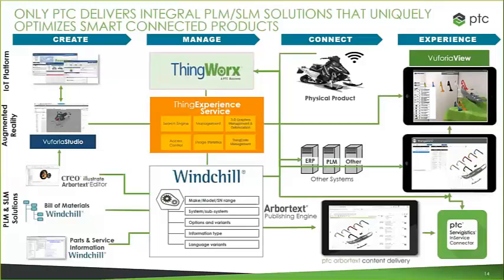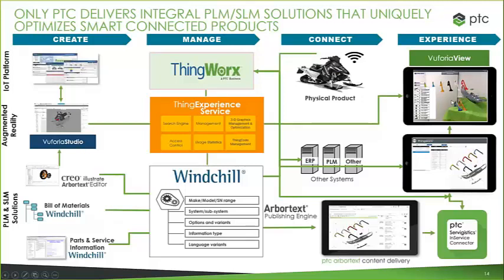In this example, we can see that we have created some content in Vuforia Studio, and we're consuming content that was created in Creo Illustrate, and then it passes through and is stored within Service Information Manager, published out through Publishing Engine to the PTC Arbortext Content Delivery Solution. We can use that same information using a ThingWorx connector, and we can distribute that through a ThingWorx Mashup, or we can ask for that same content to be used in an augmented reality experience.